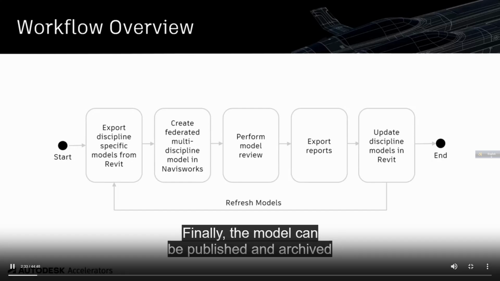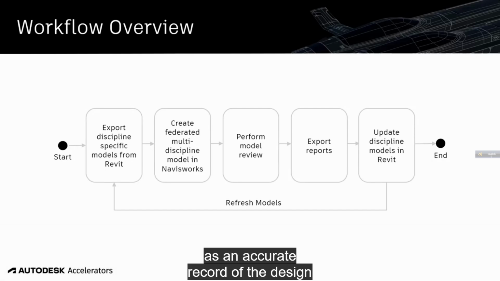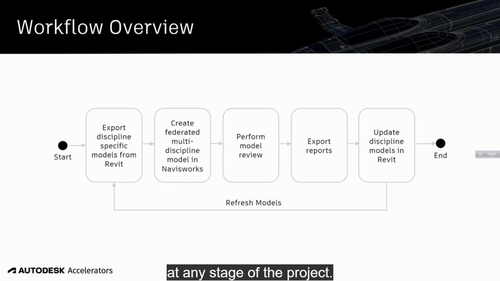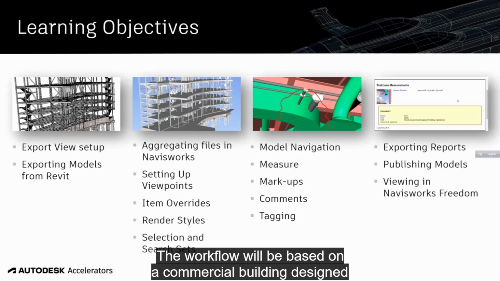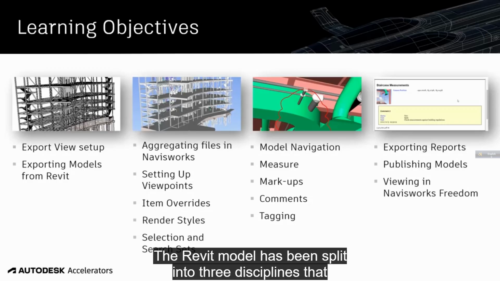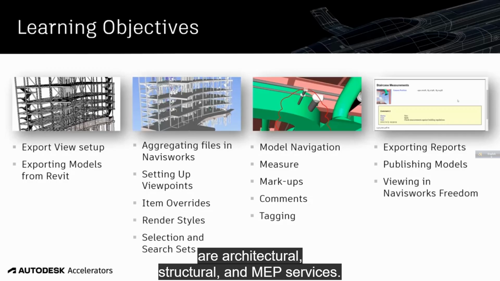Finally, the model can be published and archived as an accurate record of the design at any stage of the project. This accelerator provides a quick overview of using Navisworks on building projects. The workflow will be based on a commercial building designed in Revit. The Revit model has been split into three disciplines that are architectural, structural, and MEP services.